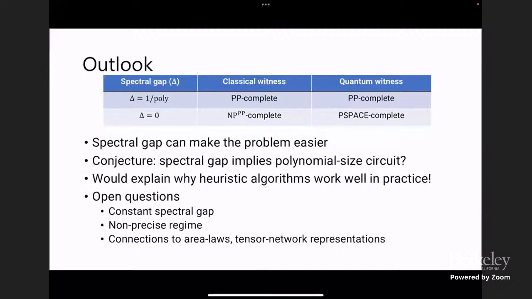And there are open questions about what the constant spectral gap case looks like, and how this would look in the non-precise regime where the promise gap is polynomially small, and so on.